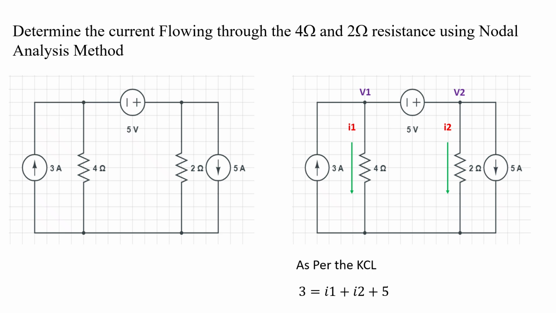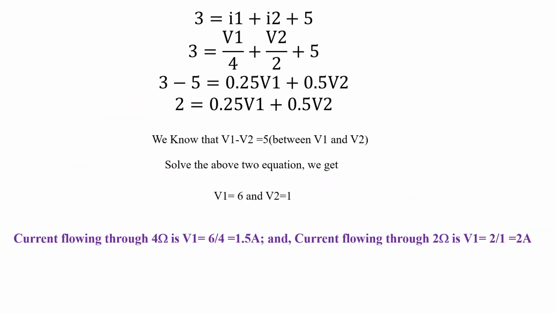So as per the KCL, at the node, current entering is equal to current leaving. So 3 amps equals I1 plus I2 plus 5 amps. Suppose the direction of the current is changed, you have to write the KCL equation accordingly. So the equation is 3 = I1 + I2 + 5.